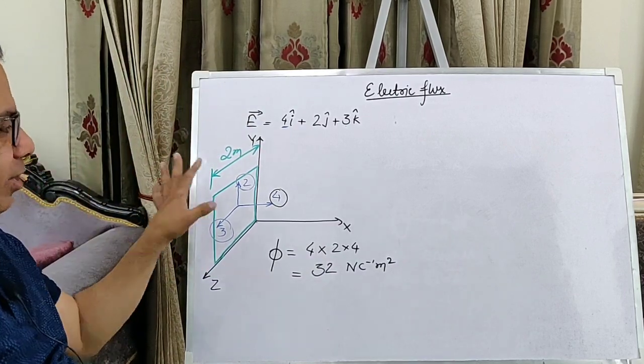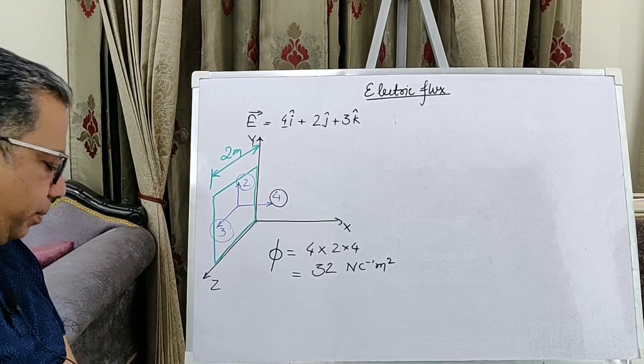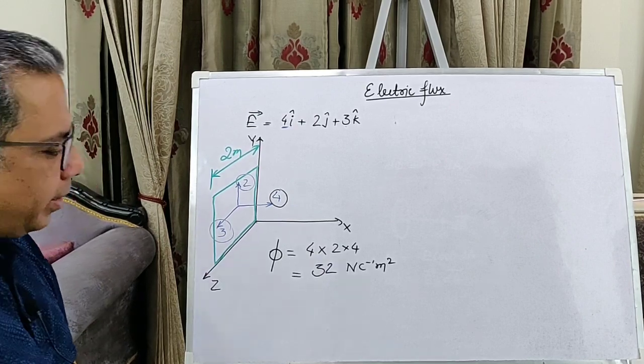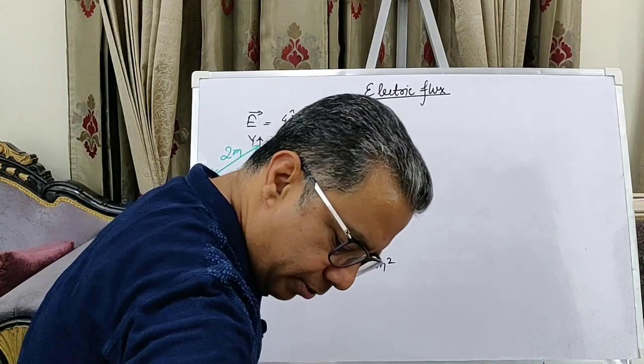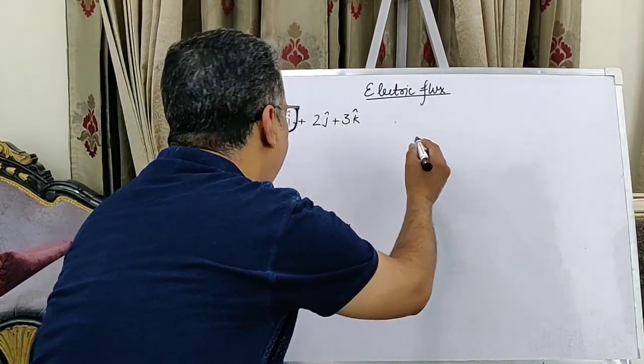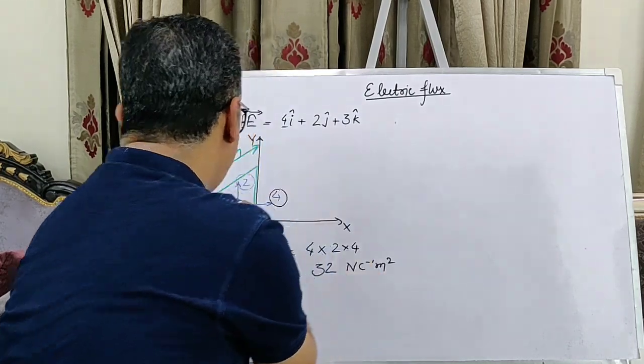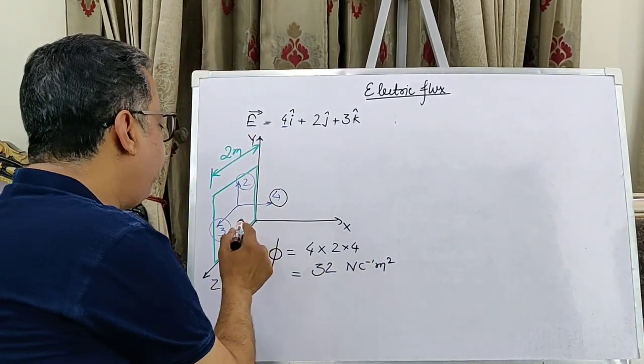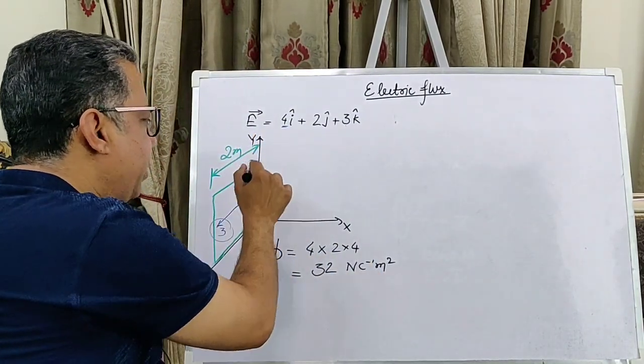Now there is another way of looking at this particular calculation here. The other way of looking at this calculation is that we can think of an area vector for this entire area.